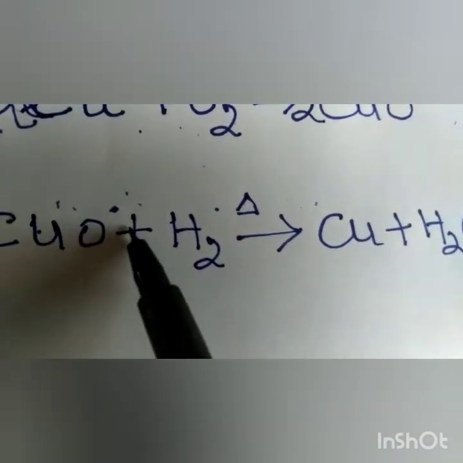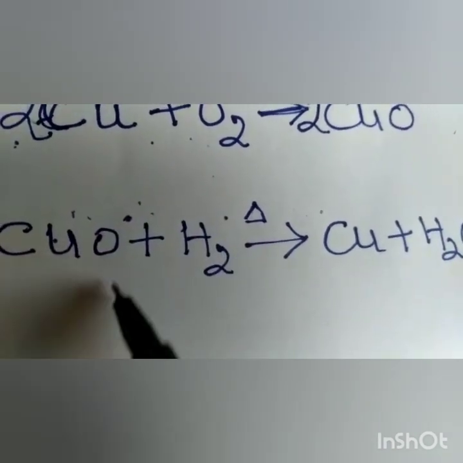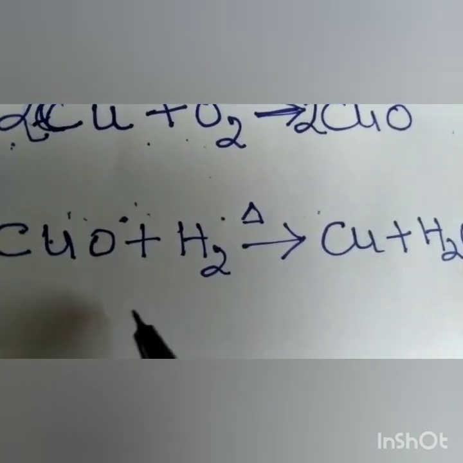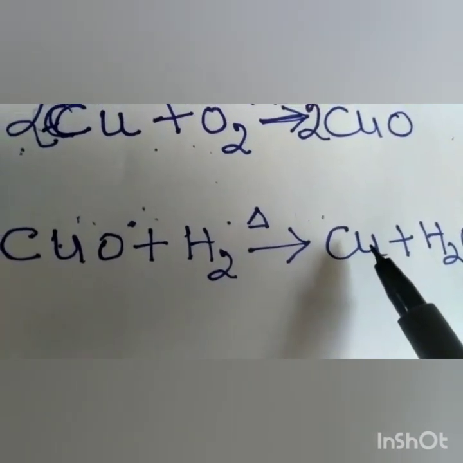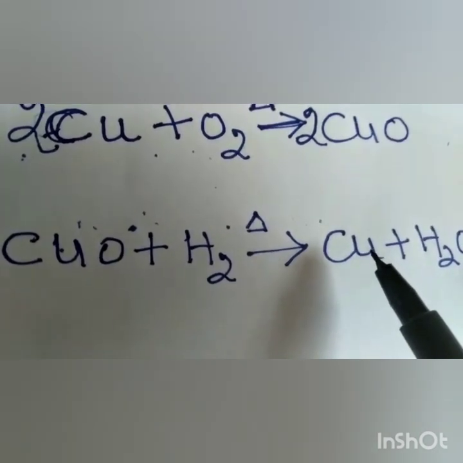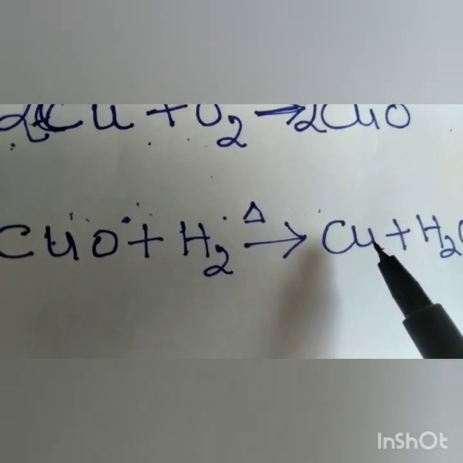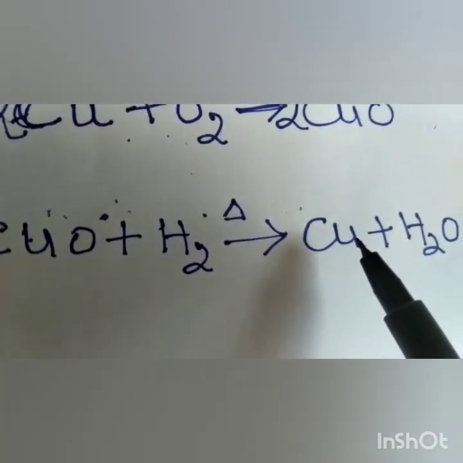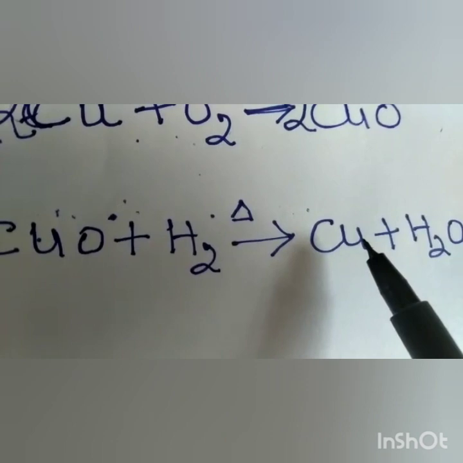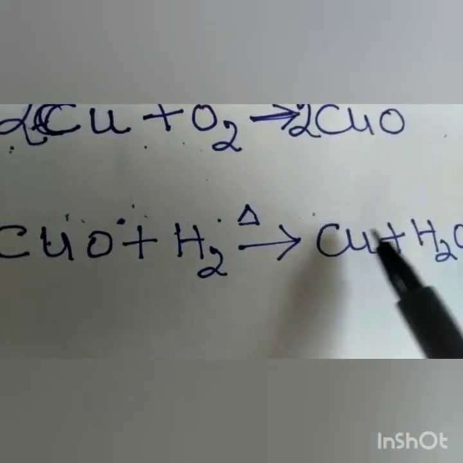Now what has happened here? This copper oxide, which is black in color, if you see, oxygen is removed, and when oxygen is removed, this copper oxide is changed to copper. So oxygen is removed, so reduction has taken place. You can see the document because you may get confused in the definition of oxidation and reduction. So here reduction has taken place, copper oxide is reduced to copper.